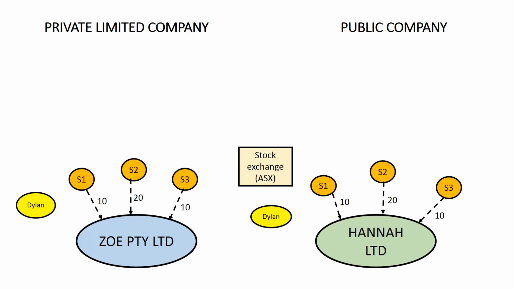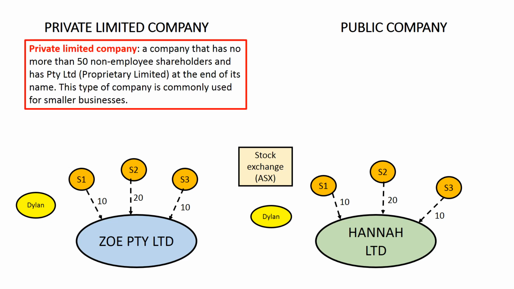There are two kinds of companies that you need to be familiar with. These are private limited companies and public companies. A private limited company is a company that has no more than 50 non-employee shareholders and that has Pty Ltd, which stands for Proprietary Limited, at the end of its name. This type of company is commonly used for smaller businesses. When we refer to non-employee shareholders, we mean shareholders in a company that are not also employees of the company.